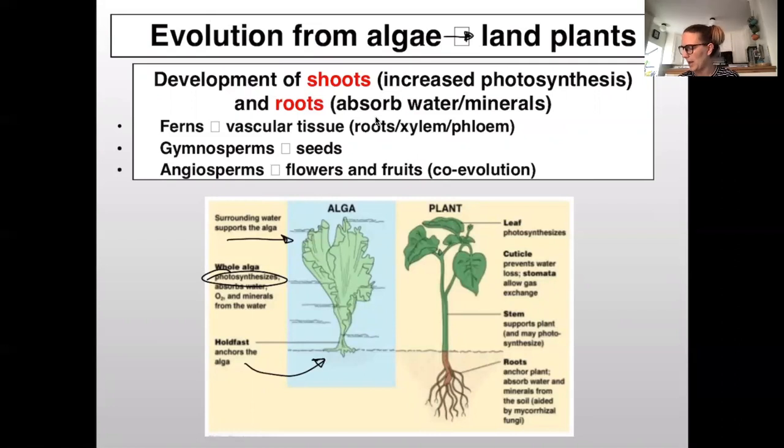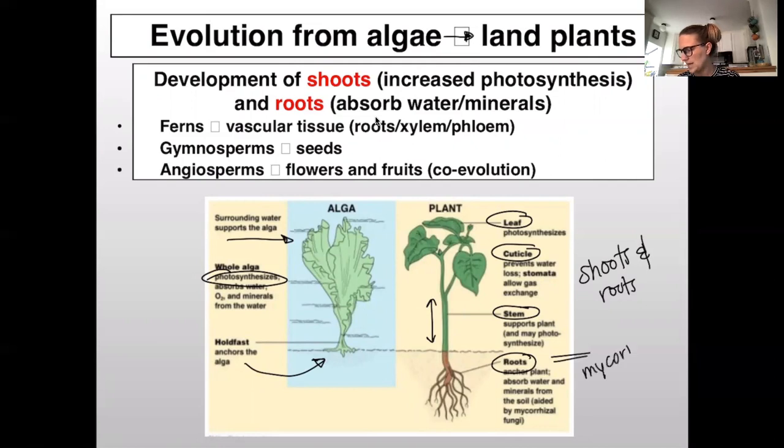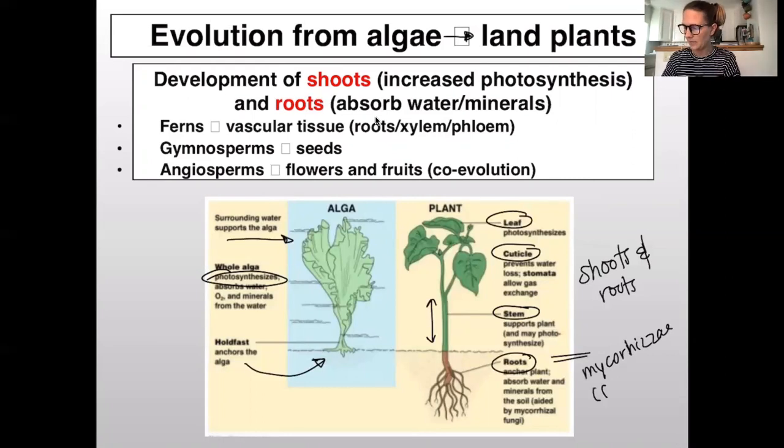Plants have what I kind of call shoots and roots. All right. So they have leaves that are photosynthetic, a waxy cuticle to prevent water loss. They have these stems for transport of materials and those roots for absorption. And remember, in the roots, we also have mycorrhizae, which is a symbiotic mutualistic relationship between plant roots and fungi.